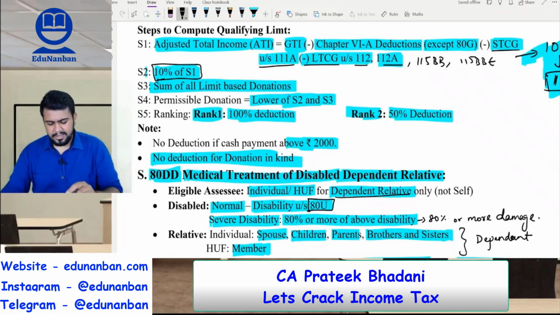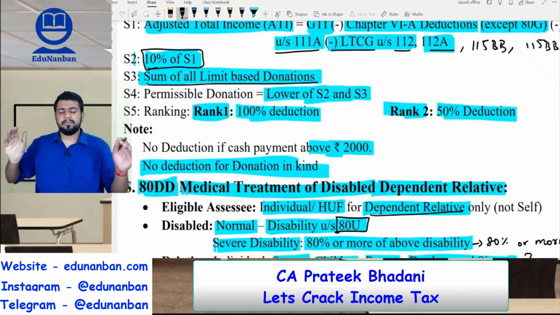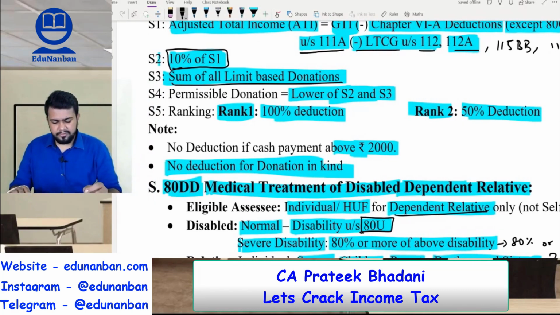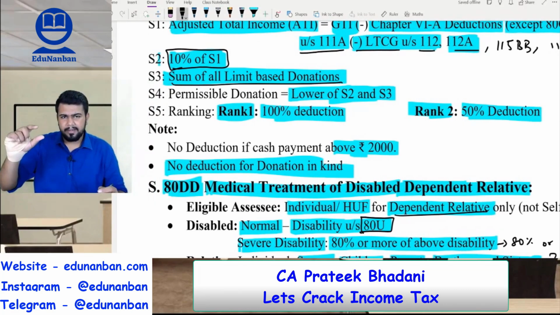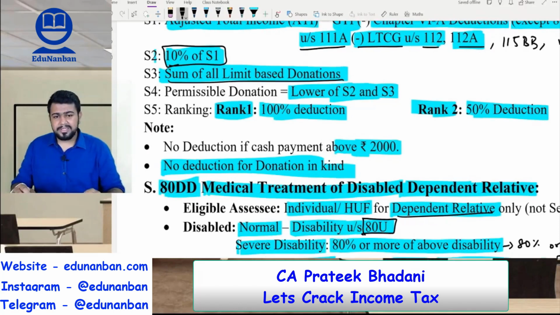Then step number 3, you should take the sum of all the limit based donations. Then the permissible donation will be 10% of adjusted total income or the actual donation, whichever is lower. How much is allowed, sir?